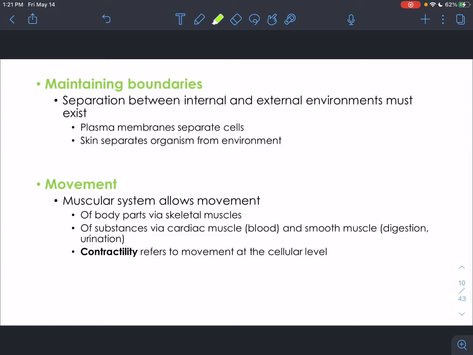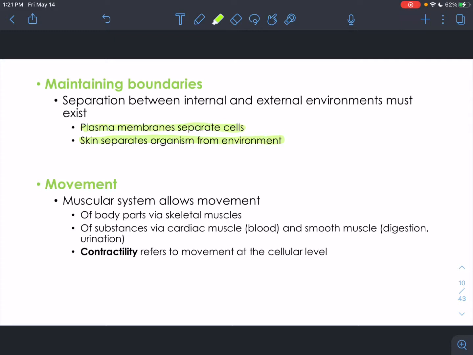Obviously, you're your own organism, right? Your own person. So there has to be some sort of separation between internal and external environments. For example, your skin separates you from your external environment. But also within your body, you have individual cells, and those have to be separated from the other cells, right? You have individual cells. They are not just one big blob of tissue. You have boundaries within your body that are really important. So that's the first necessary life function.